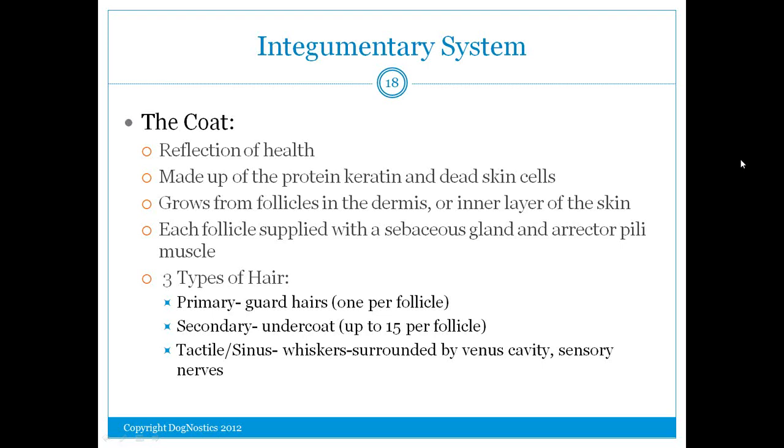Your secondary hairs, which is your undercoat, your fluffier coat that provides more of the warmth, there can be up to 15 hairs per follicle, because the function of those hairs is to provide warmth, so you want a lot of them in there.